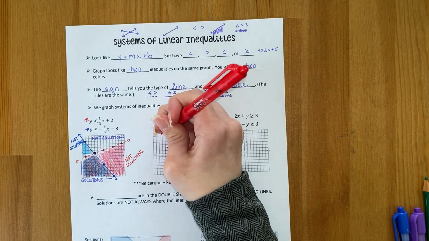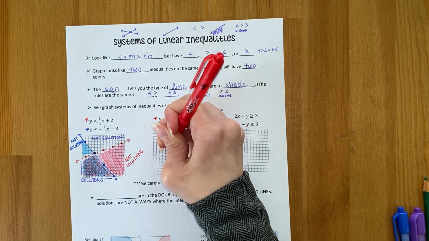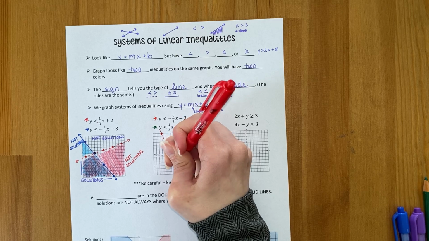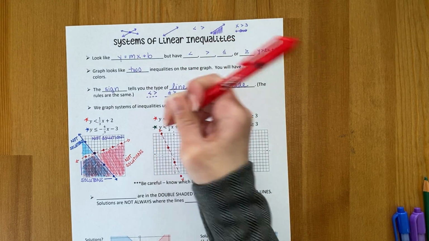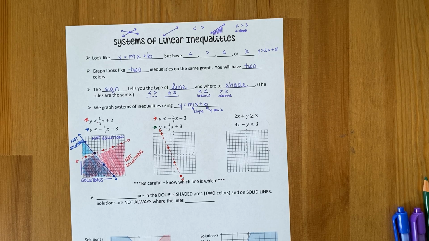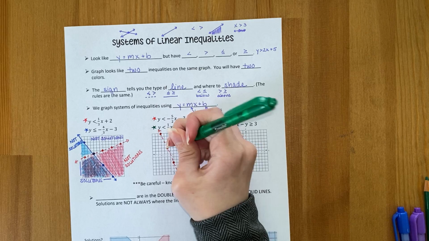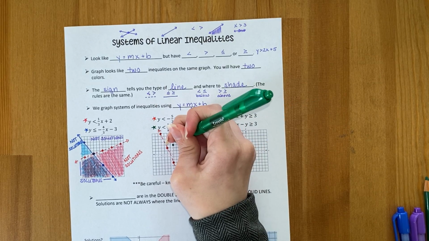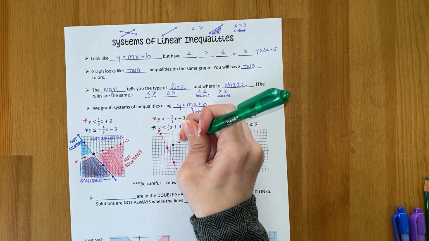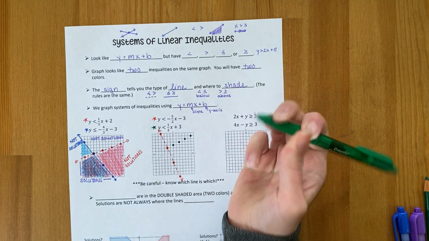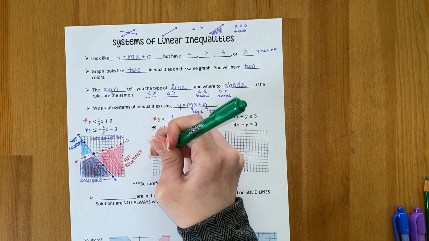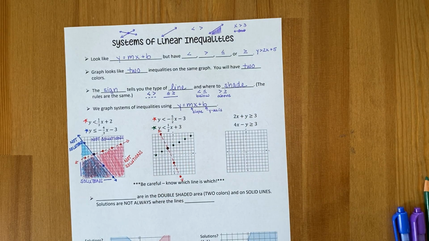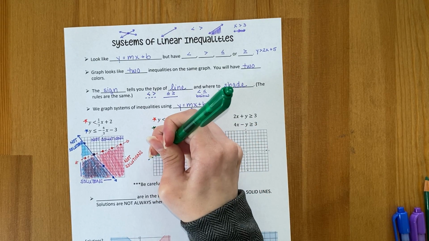All right, based on my symbol, I have a dotted line. Again, if you'd like to shade now, you're welcome to. I'm going to go ahead and graph my other line first. This one's starting at +3, and my slope says to go up 1 and over 2. Or I can go down and left to maintain that same slope. This one also has a dotted line.